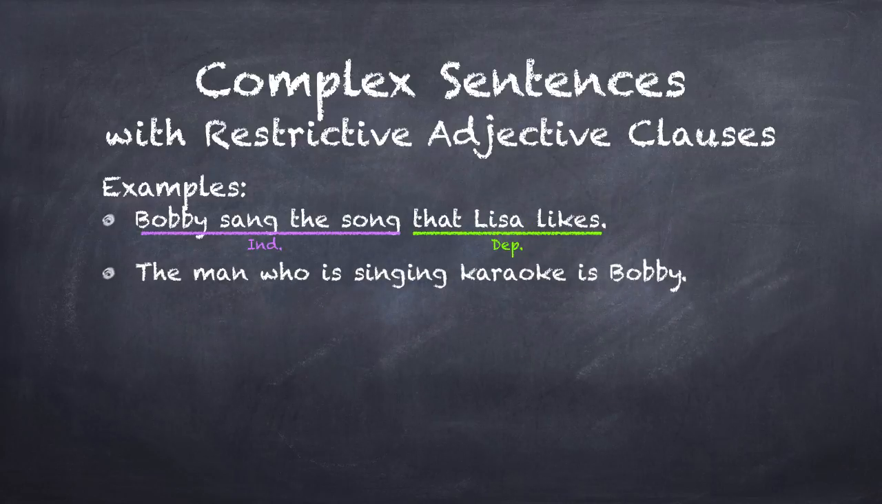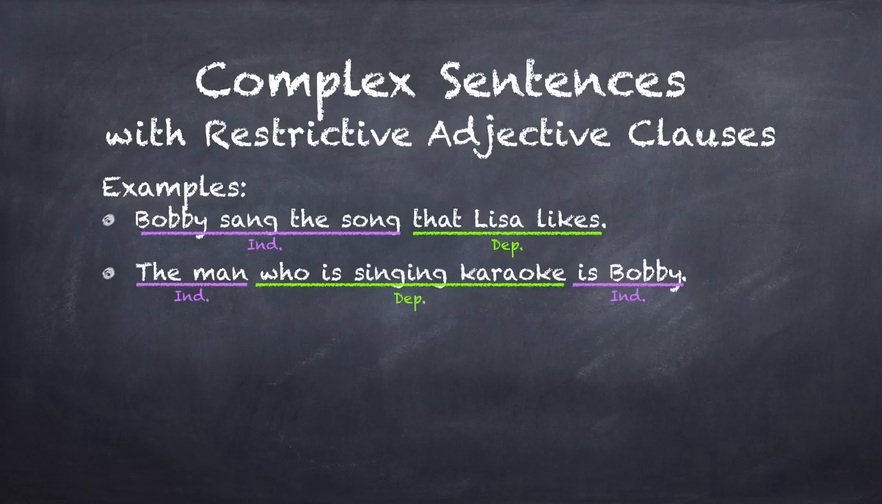In the second example, we have: the man who is singing karaoke is Bobby. The independent clause is the man is Bobby, but we don't know which man is Bobby. We need more information. So we add the dependent clause who is singing karaoke. Now, we know which man is Bobby. Also, notice that who is the subject of the dependent clause. Who is singing karaoke? The man is singing karaoke. So, we use the word who because our relative pronoun is the subject of the adjective clause.